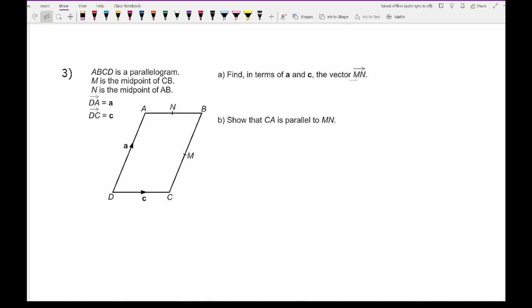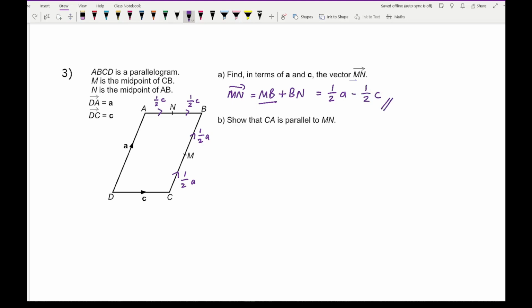So we know that these are halfway. So this length here is going to be a half C, and this length here is also going to be a half C. And we know that M to B is going to be a half A, and C to M is also going to be a half A. So to get from M to N, the route I'm going to choose is I'm going to go from M to B and then B to N. So looking at M to B, well, that's going to be going with the arrow, so that's going to be a half A. And then go from B to N, that's going against the arrow, so that's going to be minus a half C. And there is my final answer for that one.